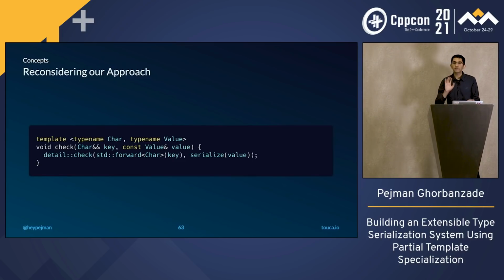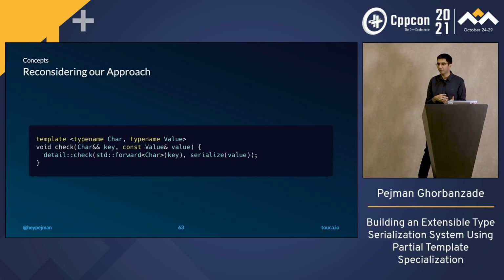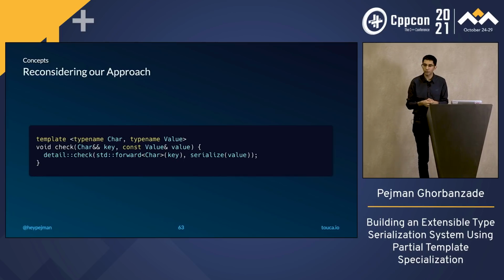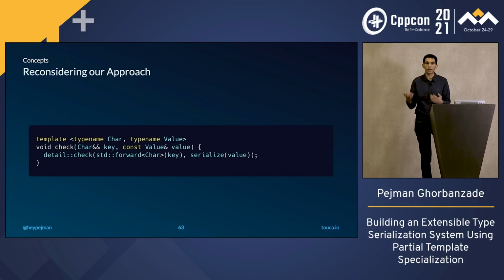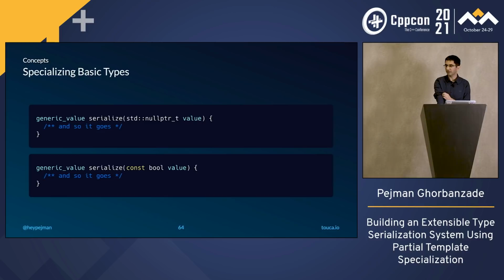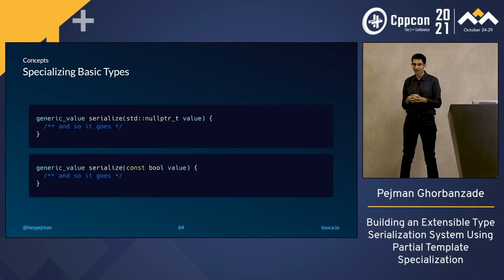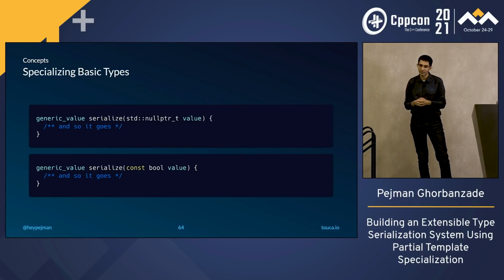Now we can take a step back and reconsider our entire approach. Remember that perfect forwarding way of serializing things? Now I can use a simple serialize call instead of instantiating my template class. Because we are only using template overloads, I can just use a simple way of saying, here is how I want to serialize a null pointer or a Boolean.